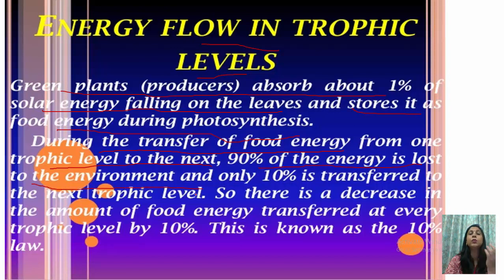You can see such a huge amount of energy is lost. Only 10% is transferred to the next trophic level. So there is a decrease in the amount of food energy transferred at every trophic level by 10%. And this is known as the 10% law.